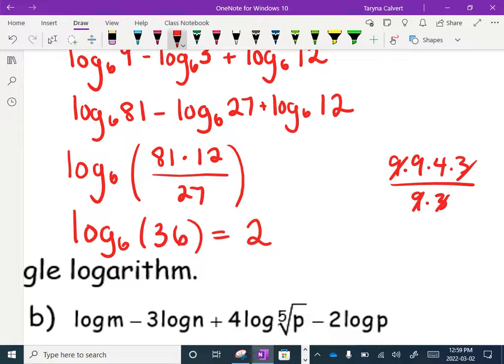Did you guys get 2 for the last one? Did you guys have a calculator for that one? Just for the 81. Why? Can you guys do that? Push yourself.